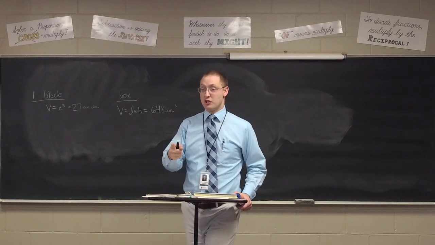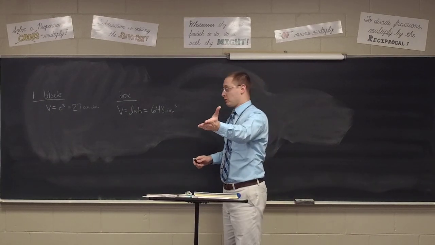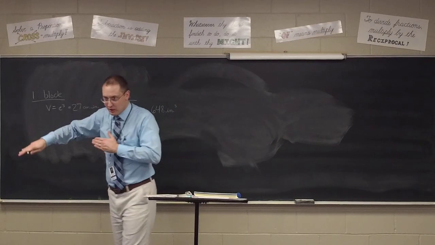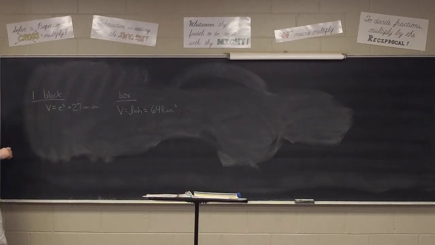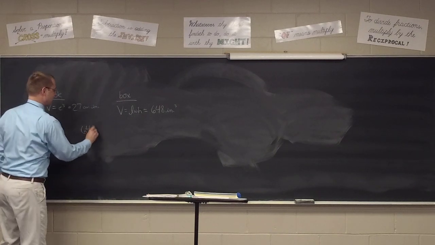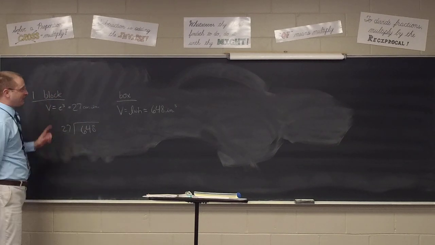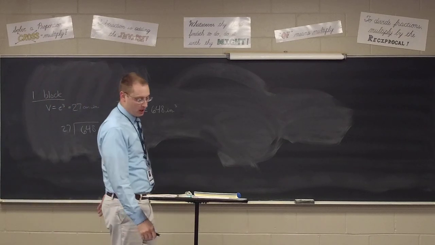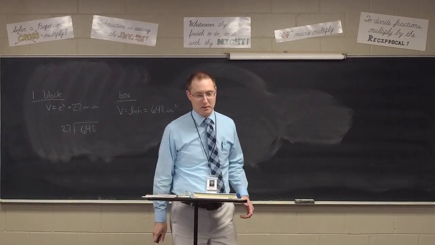Division. So we simply divide. What do we divide? 648 by 27. At your seats, go ahead and divide. And what do we get for the number of blocks that fit in the box?